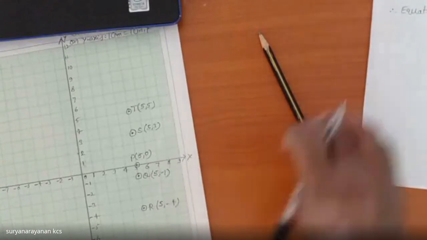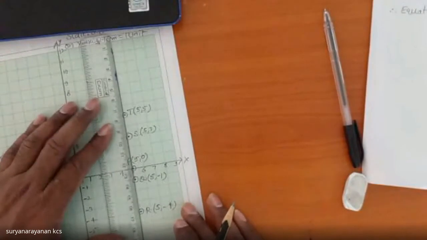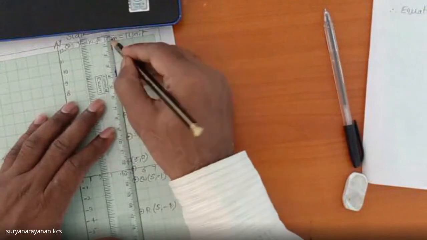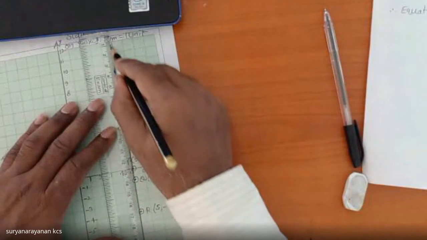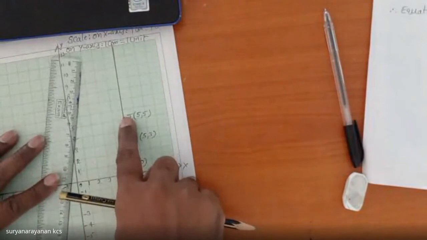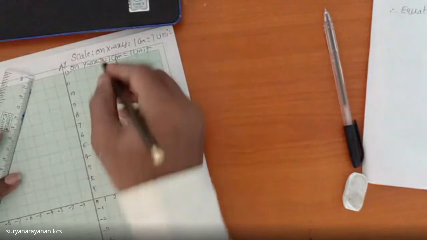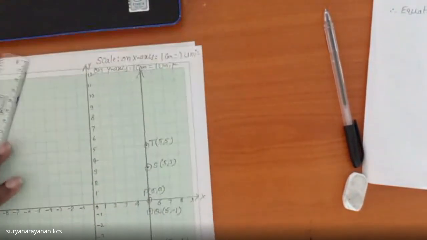Now let us join all these points. So here we are joining all these points. You can draw completely, don't stop at this point. You can extend on either side. Keep arrow marks on either side.